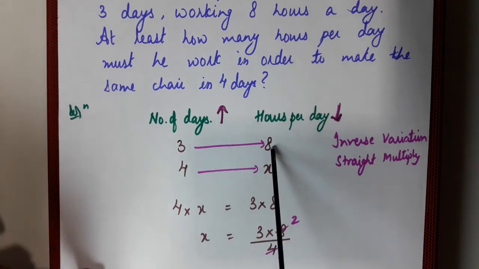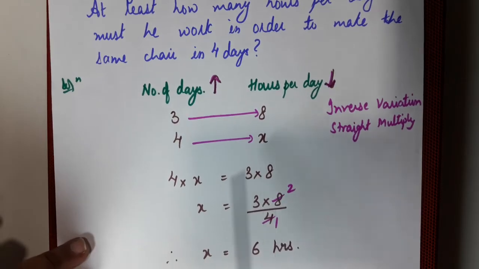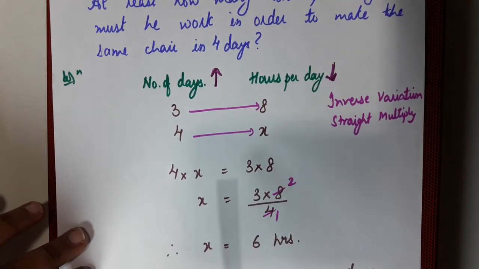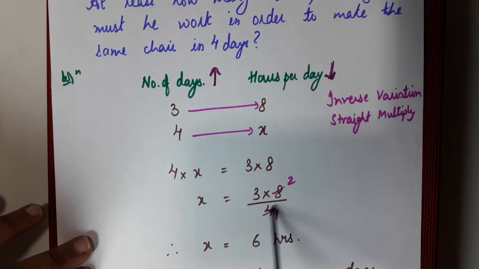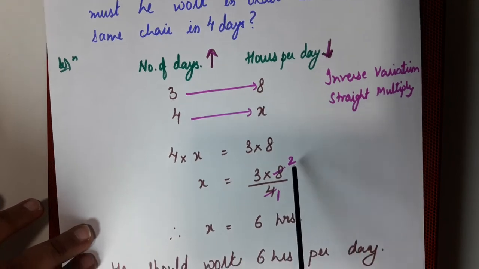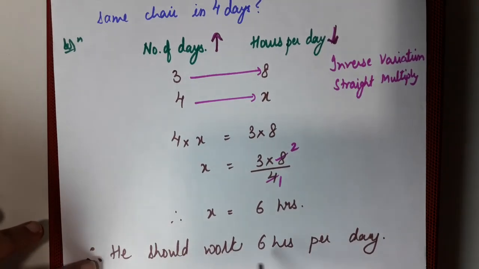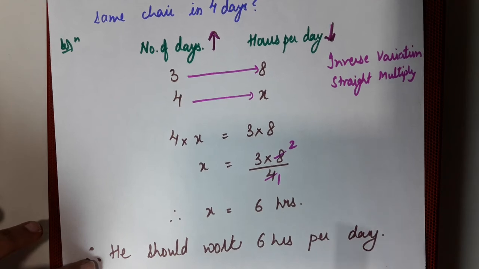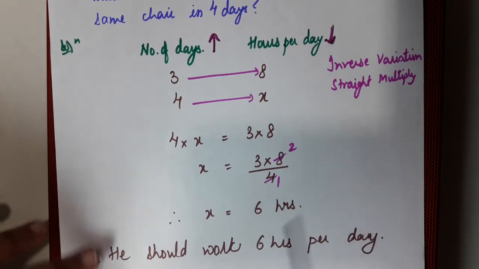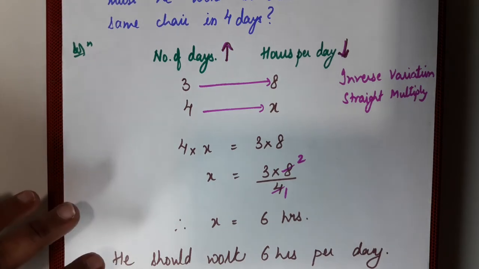So 3 will be multiplied by 8, 4 will be multiplied by x. So 4 into x equals 3 into 8. Again 4 will be going to the other side. 4 ones are 4, 4 twos are 8. So 3 into 2, 6 hours. So he has to work 6 hours per day in order to complete his work in 4 days.